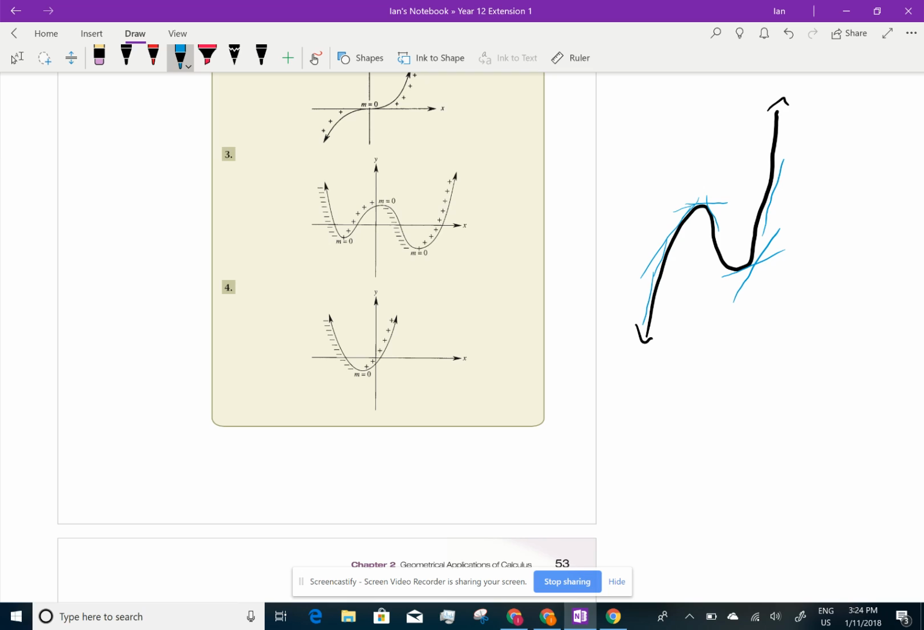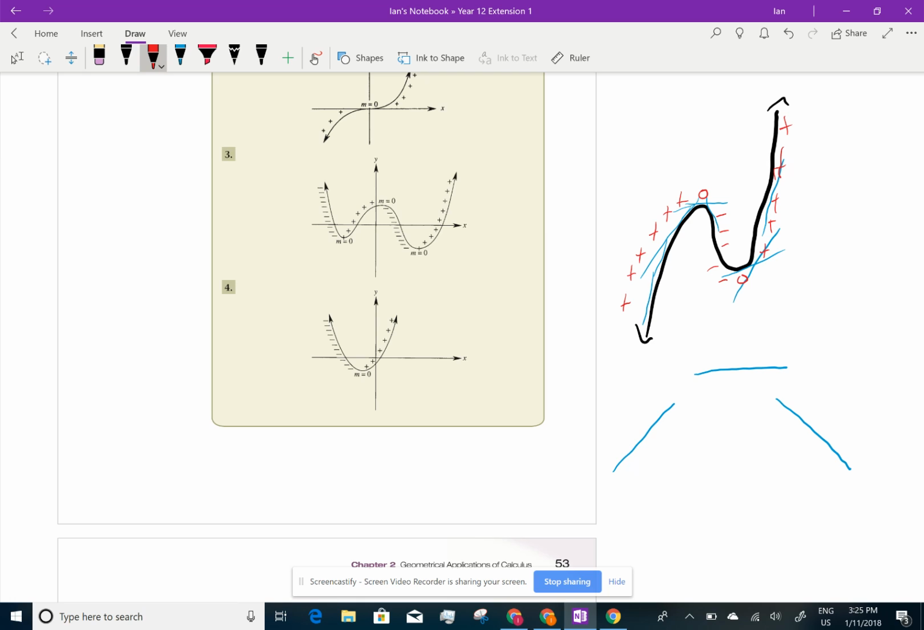But I don't want to draw the tangents. I want to know the sign of the tangent. Now remember, that's a positive gradient. That's a negative gradient. And that's a zero gradient. So I can just use the sign. Well, that's positive, positive, positive, positive, positive. Ooh, that's zero. And now they're getting negative, negative, negative. Another zero. And positive, positive, positive, positive, positive.